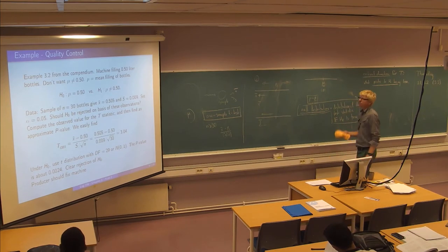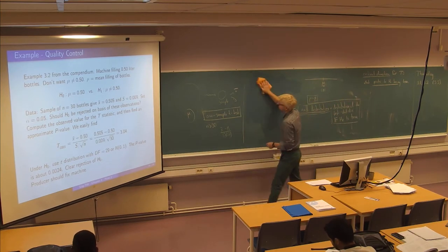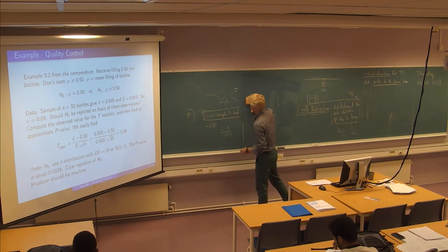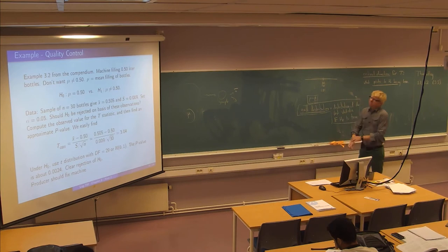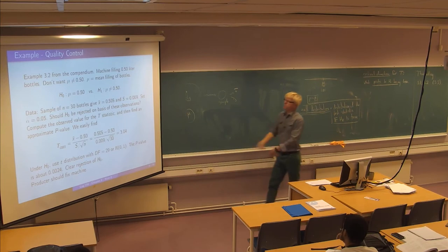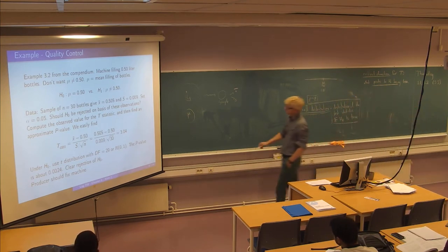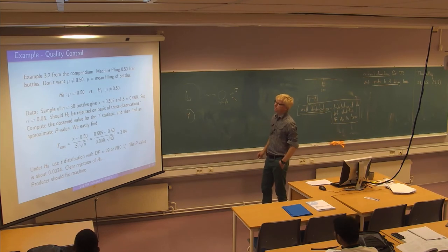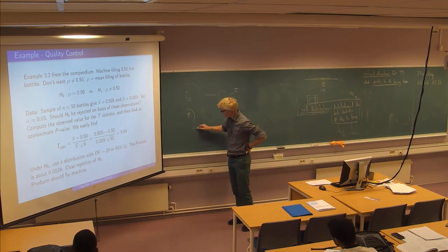So here is a very typical example of a one sample t-test. In this example, something like 3-2 from the compendium, actually. So we have bottles to be filled with 0.5 liters. And there's a huge number of them pouring out of a machine. And this machine fills a little bit differently in each bottle, but it should be on average half a liter in each. So in quality control, you would have an alternative saying that this machine is not working properly.